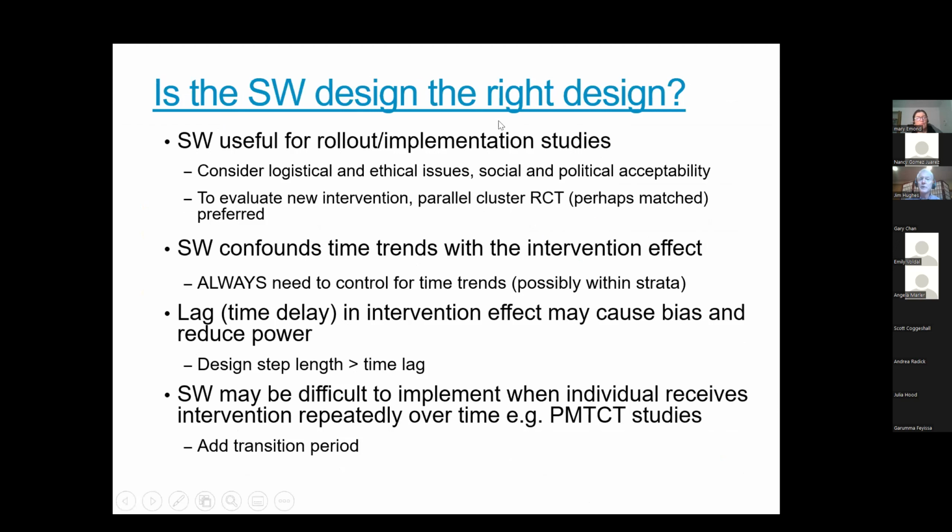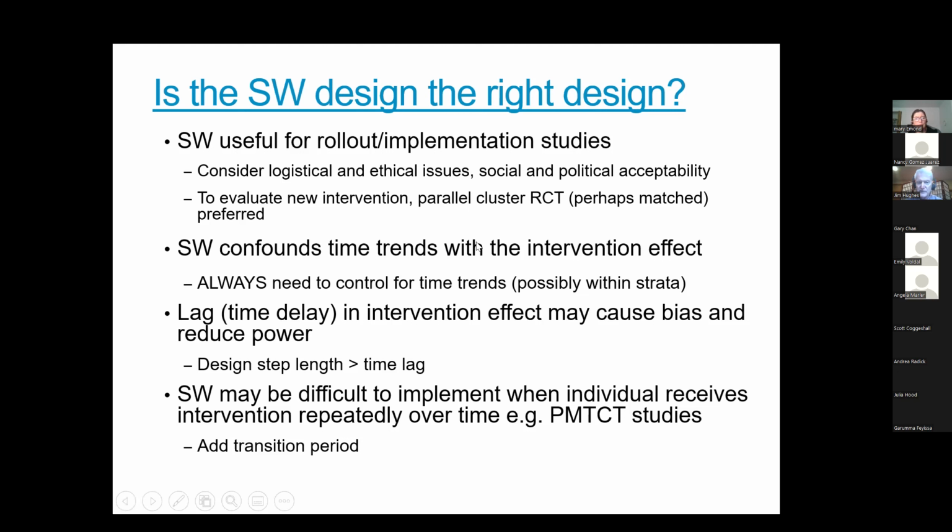Okay, so is step wedge the right design? It's useful for implementation studies. But I think if I was evaluating a new intervention, I would really prefer to do a parallel or matched parallel randomized trial. Basically, step wedge is not as good a design as a classic parallel or matched parallel design. It's more of a design of last resort in some sense.